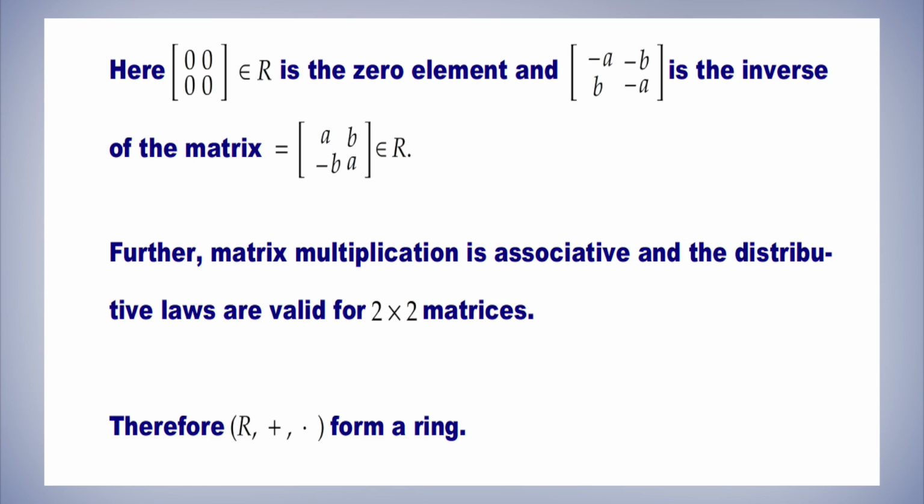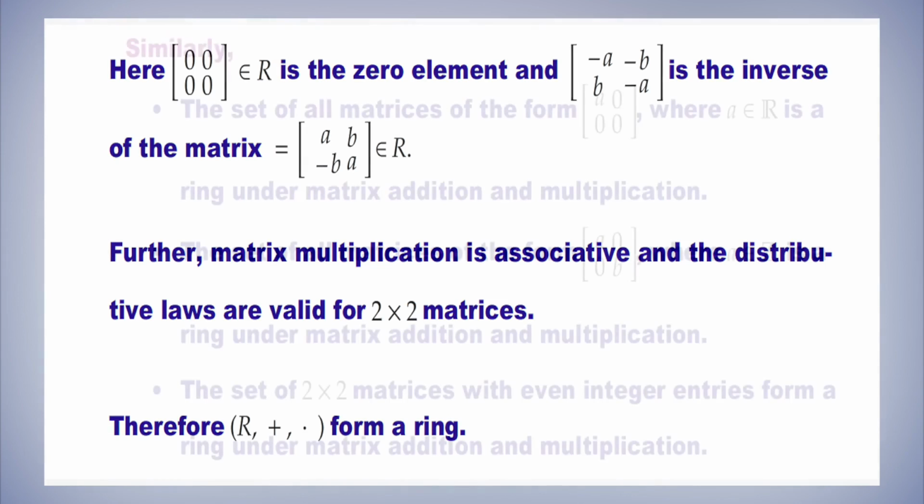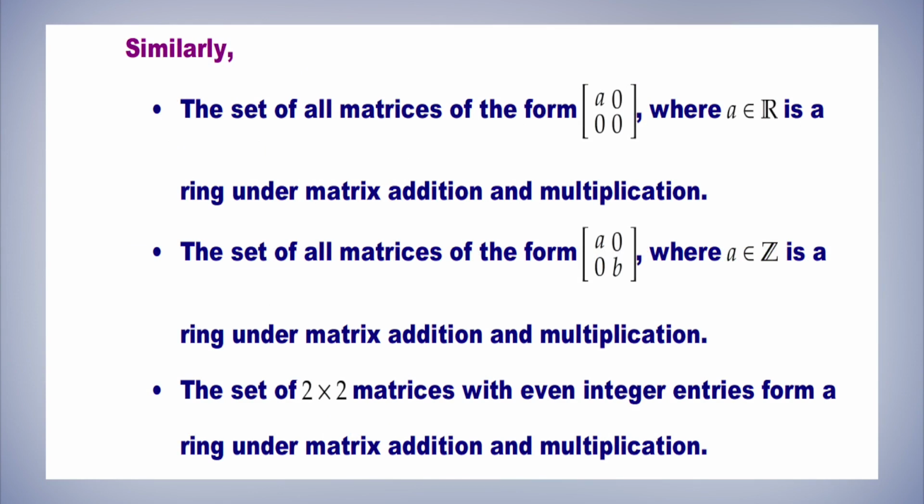Further, matrix multiplication is associative and the distributive laws are valid for 2 by 2 matrices. Therefore, R under addition and multiplication forms a ring. Similarly, the set of all matrices of the form [a 0; 0 0], where a in R, is a ring under matrix addition and multiplication. The set of all matrices of the form [a 0; 0 b], where a, b in Z, is a ring under matrix addition and multiplication. The set of 2 by 2 matrices with even integer entries forms a ring under matrix addition and multiplication.